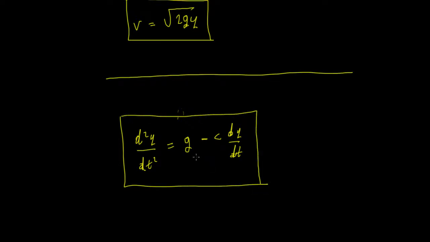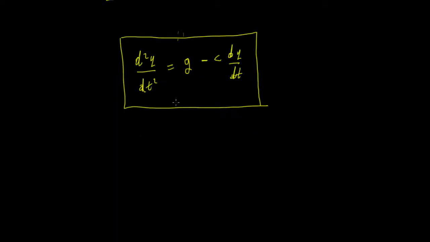Okay, so now we want to go ahead and solve that. So again, we'll separate out the variables. We can write the left hand side as dv by dt equals g minus c times v. So we can take this g minus cv down and the dt up, and then we can integrate.